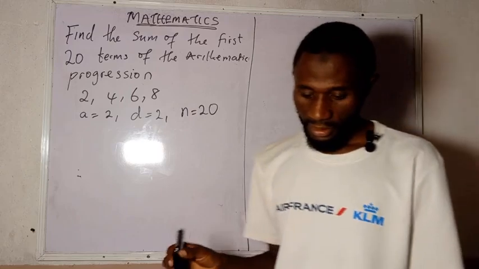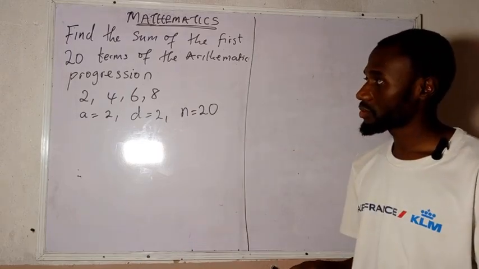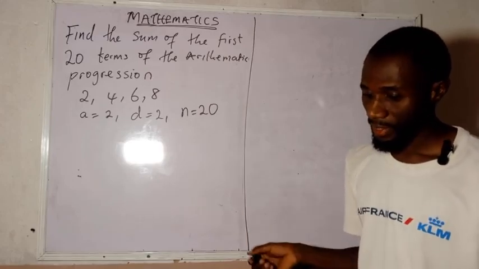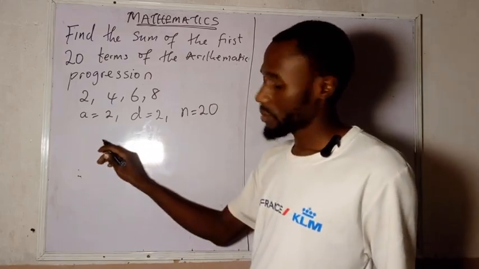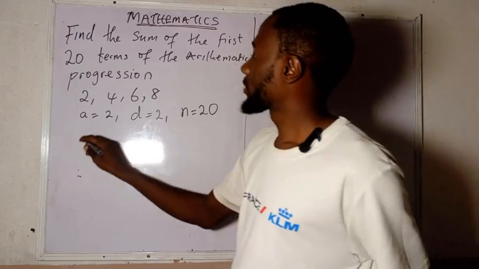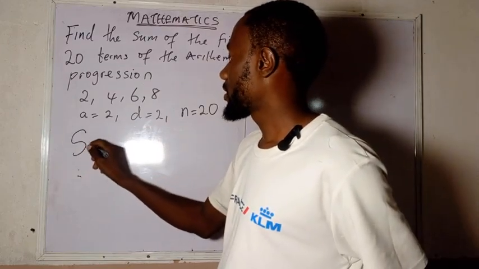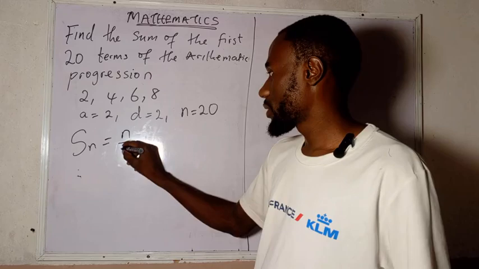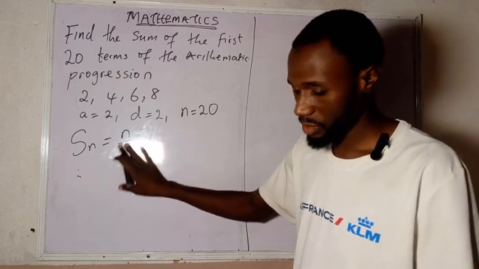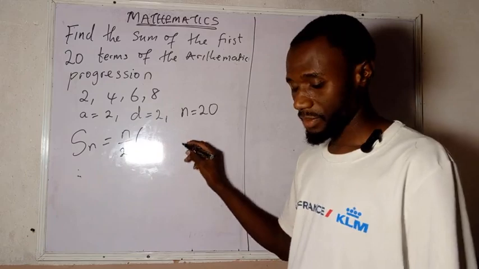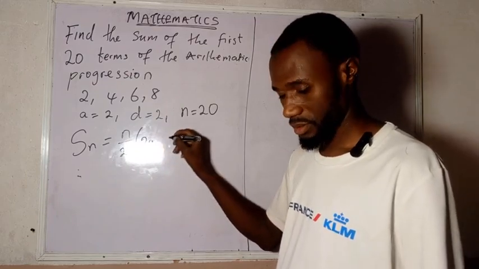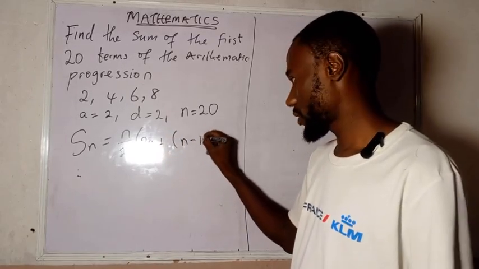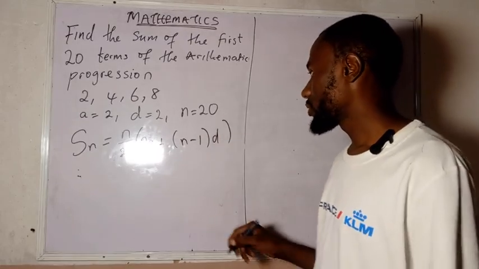Okay, the next thing to do is use the formula. The formula given is Sn equals n over 2, open bracket 2a plus open bracket n minus 1, close bracket, d. That's the common difference given.